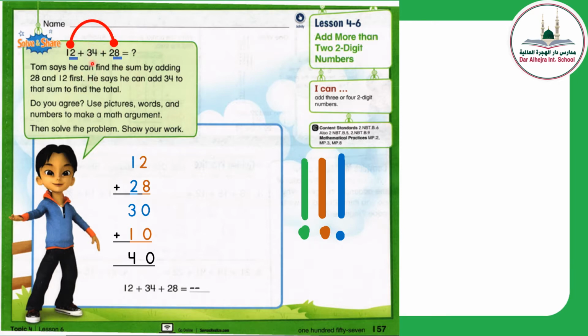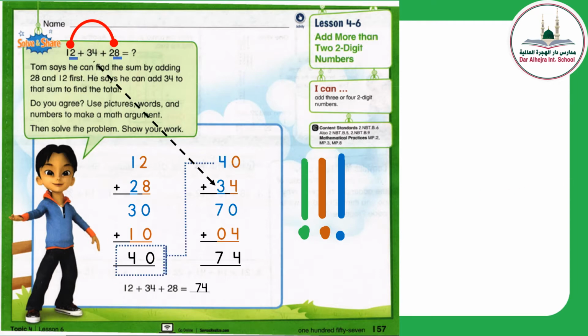Now I need to add 34 to this number 40. Let's see. Here I have taken the 40 and I have written it here, and I have taken 34 from here and I have written it here. Now I'll be adding the same way I did in the first step, the partial addition method. I have added 4 and 3 in the tens place. That means 40 plus 30 equals 70, and 0 and 4 makes 4.